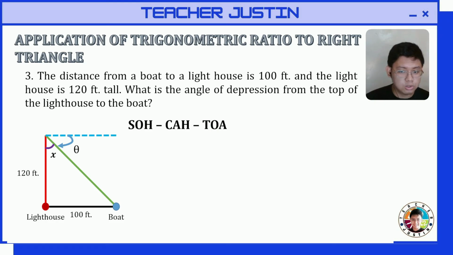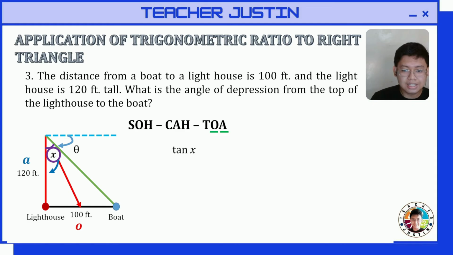So, let's use SOHCAHTOA in solving for the value of the angle. First, locate the angle. Then, let's identify the given sides. We're given the opposite side and the adjacent side of this right triangle. Then, let's identify which trigo ratio to use in solving for the value of the angle. Since we're given the opposite side and the adjacent side, we're going to use tangent x.